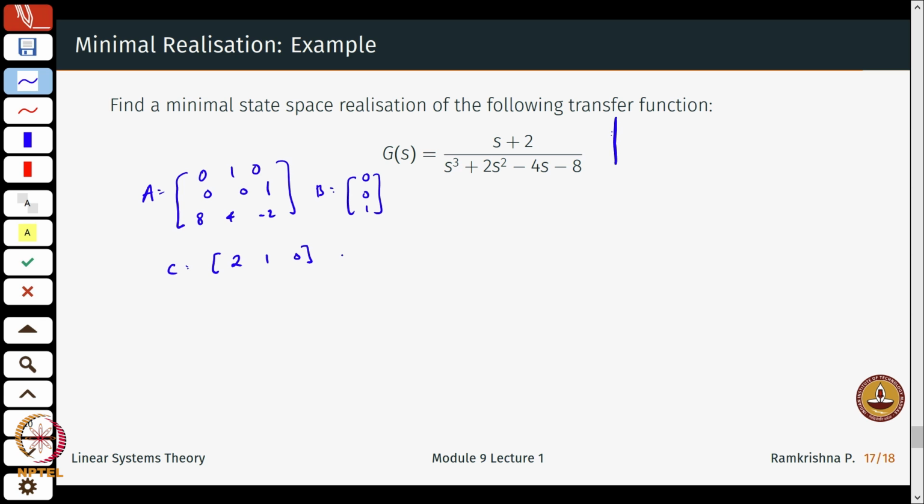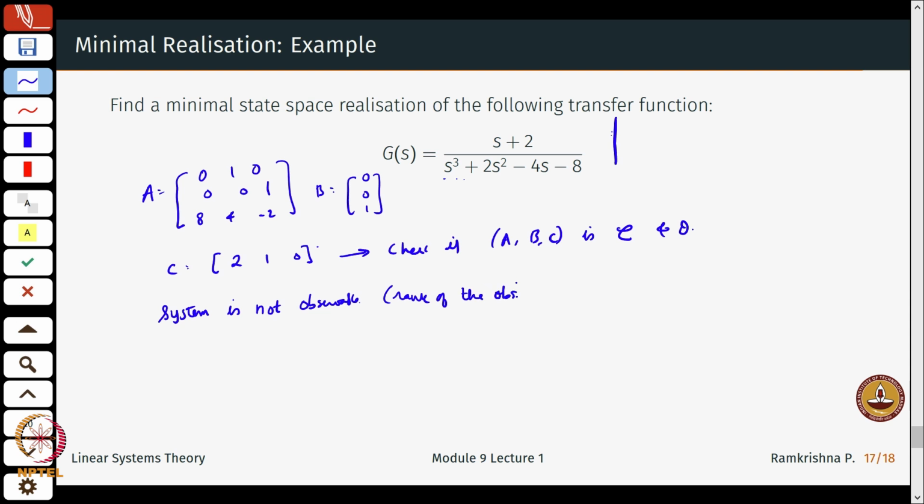Okay. Now, going back from the state space to the transfer function, I can realize this, but check if A, B, C is both controllable and observable. Okay. And you can easily check that the system is not observable. You can just check from the rank of the observability matrix. Okay. And therefore, this is not a minimal realization.